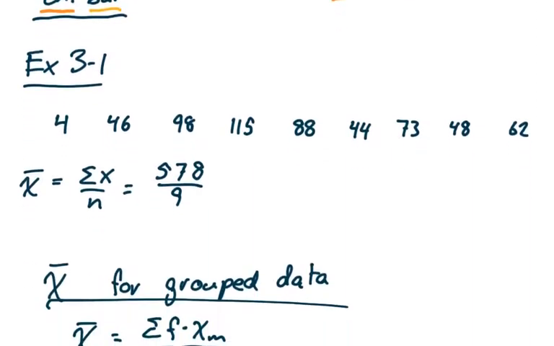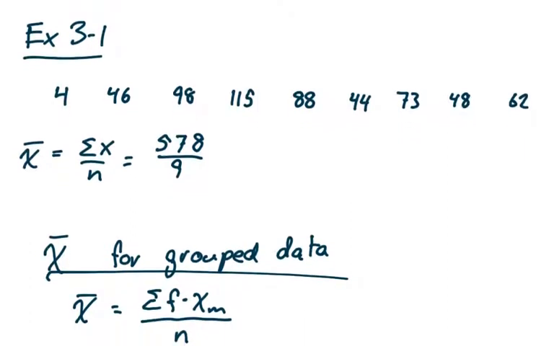Let's go to the first example. Let's do a quick example. Example 3-1 on avian flu cases. The number of confirmed flu cases for a 9-year period is shown. Find the mean. All right, so here we have the raw data. There it all is.